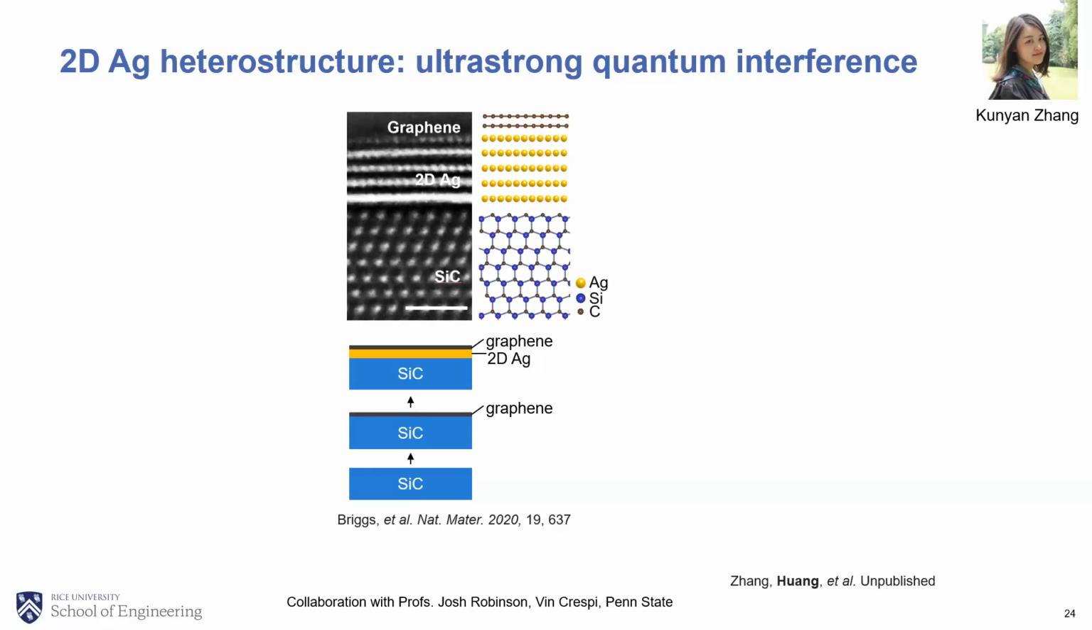So now this has been confirmed by STEM image on the cross-section of the sample. You can see clearly there are 2D atomic layers of silver atoms formed between graphene and silicon carbide. Next slide.